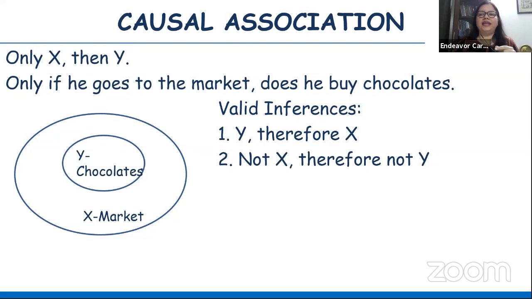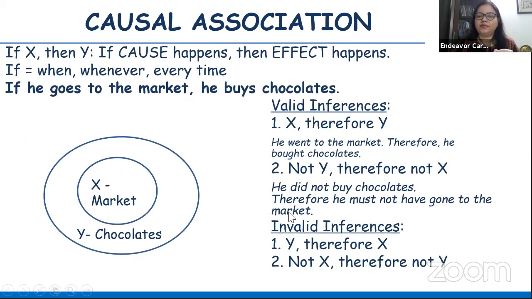But can I say these are valid here? Can I say these are valid in this case? Can I say not X? What is not X? The cause didn't happen. I did not go to the market. Therefore, I did not buy chocolates. No, I can't, because this is not the only way in which I buy chocolates. There can be multiple other ways in which I buy chocolates. Going to the market is one of them. So just because I did not go to the market doesn't necessarily imply that I did not buy chocolates. Just because I bought chocolates doesn't imply I went to the market. I could have bought chocolates in other ways too, right?